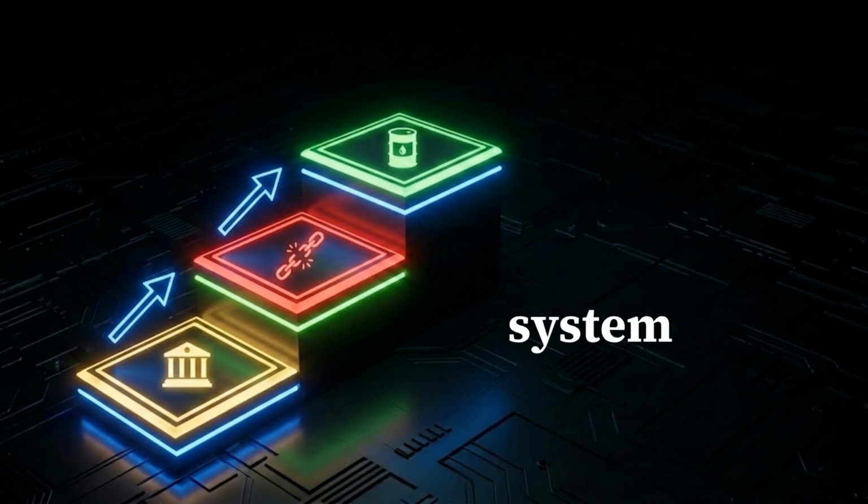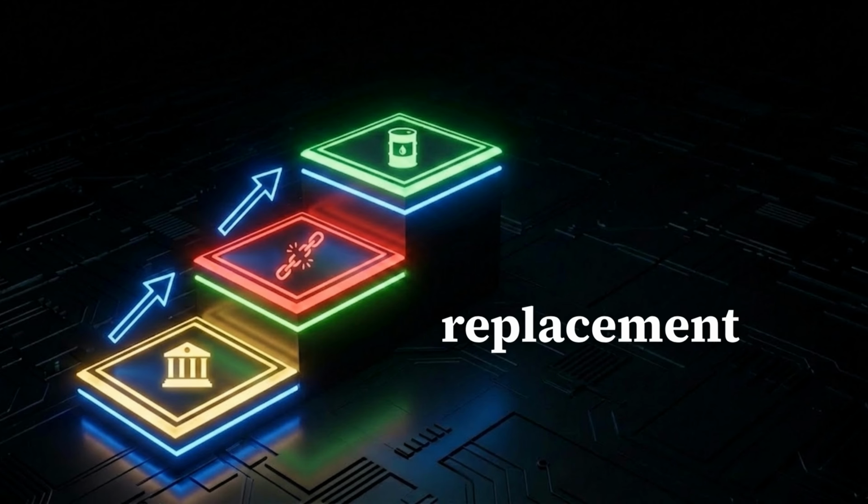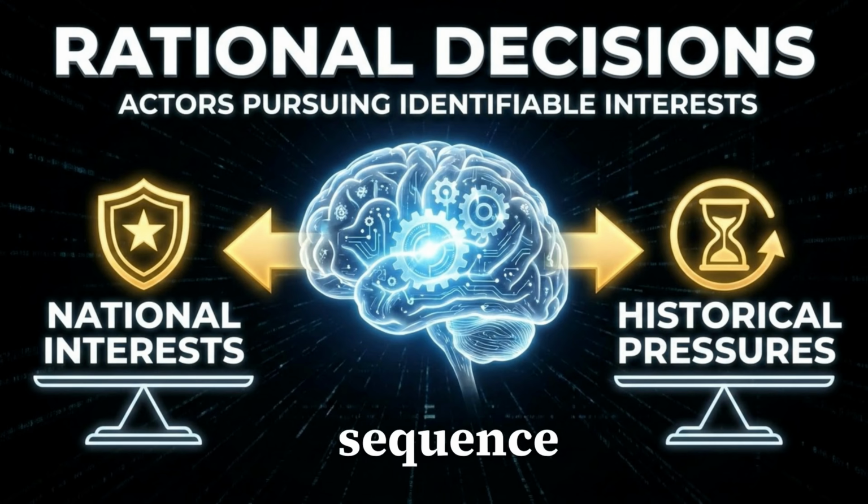The petrodollar system was built through three sequential decisions across a 30-year period. The Bretton Woods Conference in 1944 established dollar reserve currency status. The Nixon shock in 1971 severed the gold anchor and created the conditions requiring a replacement. And the 1973 Kissinger-Saudi arrangement provided that replacement by anchoring dollar demand in oil pricing. Each step in that sequence was a rational decision by actors pursuing identifiable national interests under specific historical pressures.